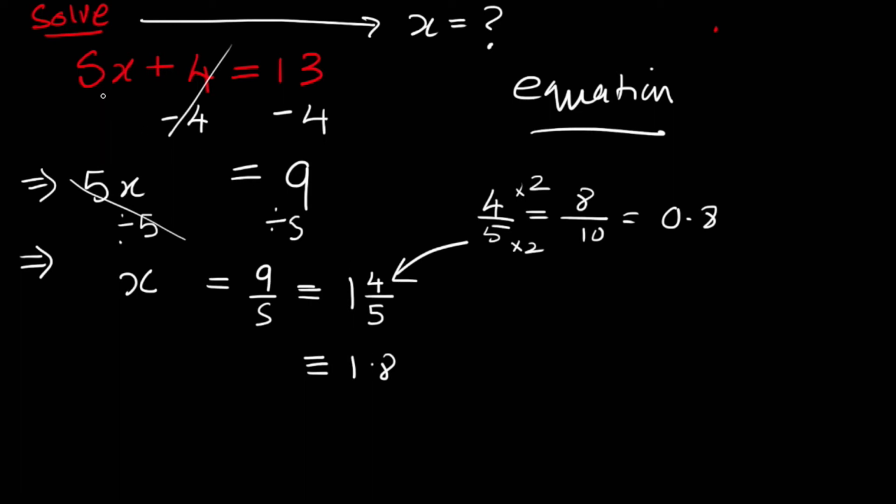Now, if you substitute 1.8 in here, you do 5 lots of 1.8 plus 4, you will actually get 13. So just like the point I was making initially, x has to be 1.8. If it's any other number other than 1.8, 5 times that number plus 4 will not equal 13. It is only true if x is equal to 1.8.